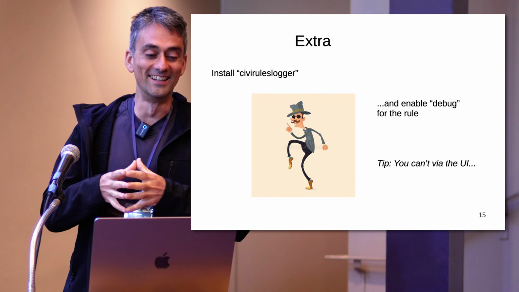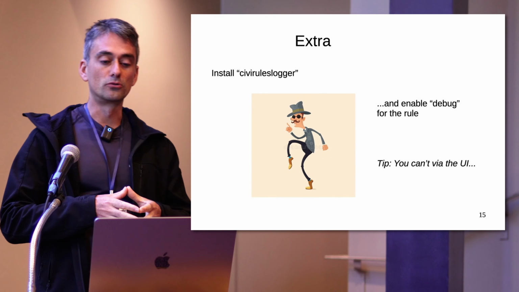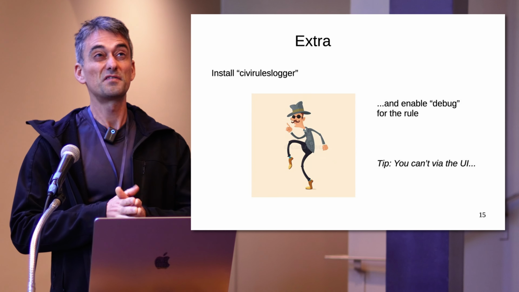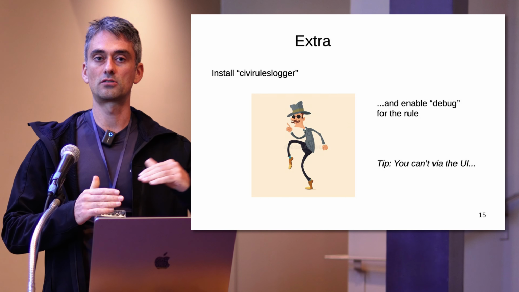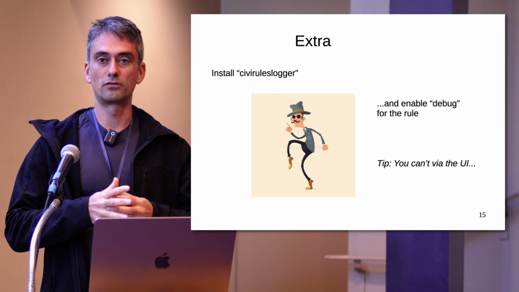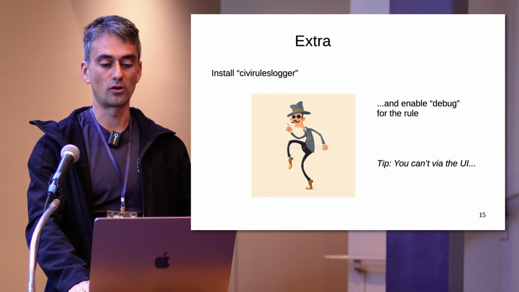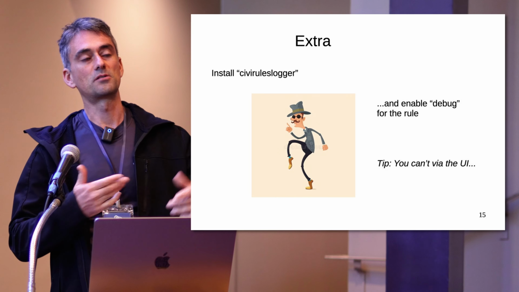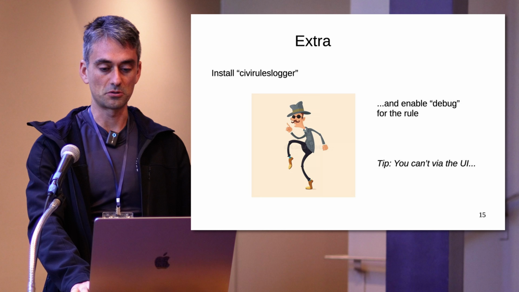But there's another extension that we can use with CiviRules called civirulesslogger, and effectively what that does at the moment is it allows you to look in more detail at how the conditions are actually being evaluated. A little tip: at the moment you can't actually enable debug for a rule through the user interface, but hopefully that will change before long. The reason for that is it was an experimental feature, and it creates quite a lot of log data sometimes.